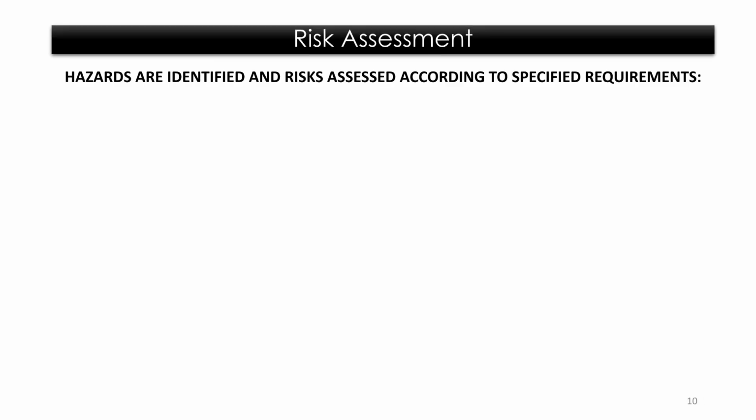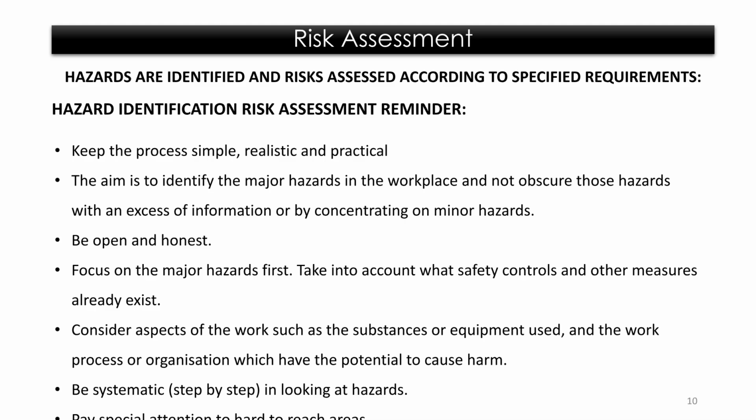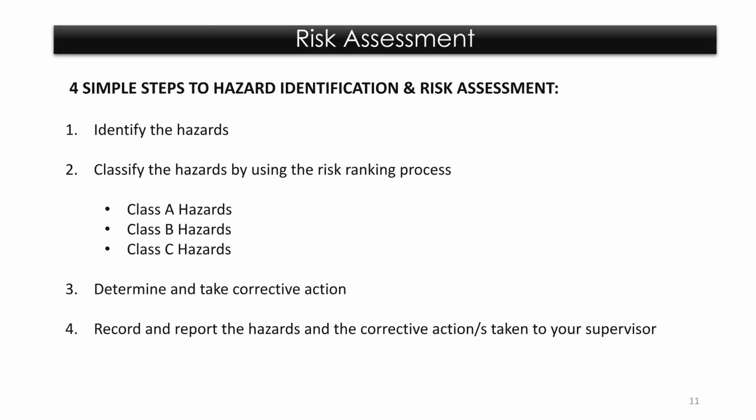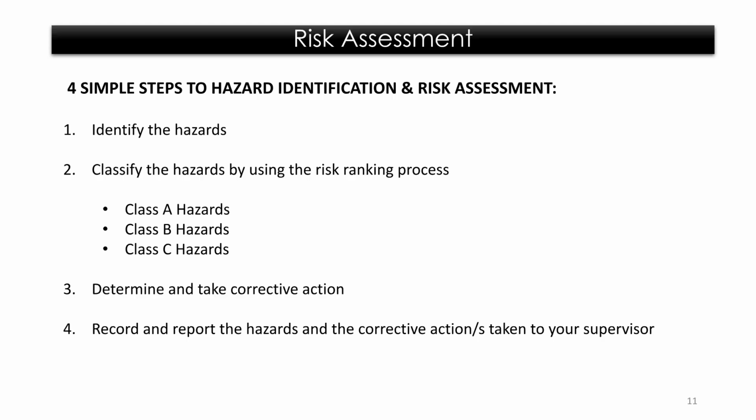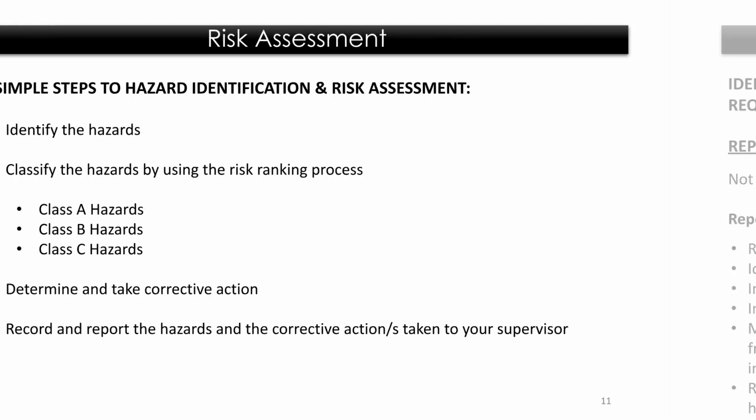A reminder for hazard identification and risk assessment is to keep the process simple and practical. Identify major hazards first and be systematic. Be open and honest, and pay special attention to hard-to-reach areas. The 4 simple steps to hazard identification and risk assessment are: identify hazards, classify hazards using the risk ranking process, determine and take corrective action, and finally, record and report the hazards and corrective actions to your supervisor.